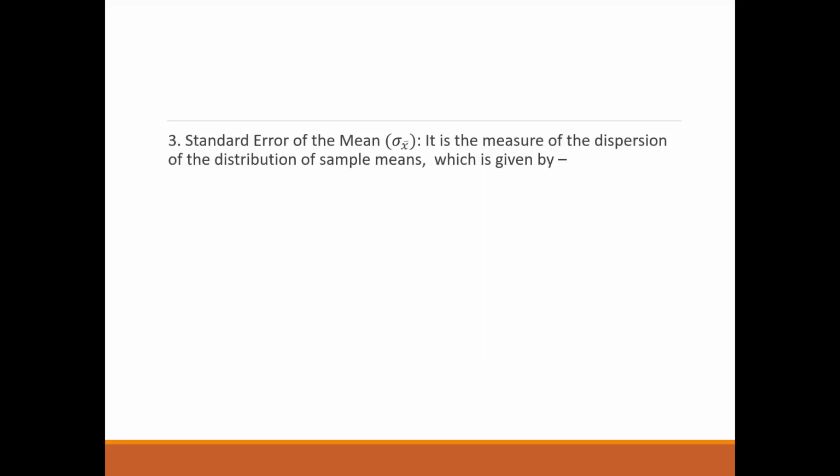One more: what do you mean by standard error of the mean, which is given by sigma x bar? It is the measure of the dispersion of the distribution of sample means. The formula you need to note down is: sigma x bar equals the square root of the summation of (x bar minus mu x bar) squared, divided by capital M. Here x bar is your sample mean, mu x bar is the mean of sample means, please remember, and M is the total number of sample means under consideration.